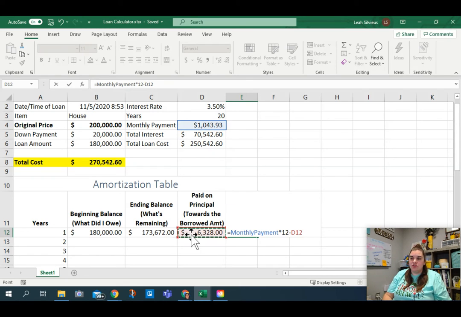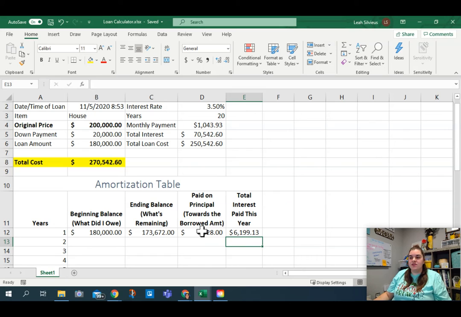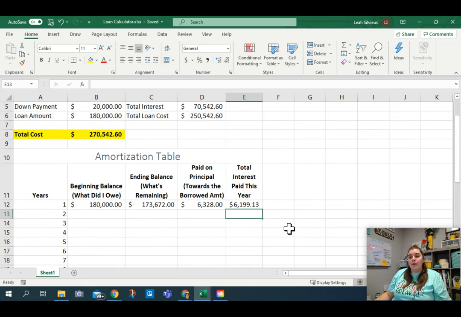And I'm going to go ahead and hit enter, and I will find that I paid $6,199 towards interest that year, almost the same amount that I paid towards the loan. Okay, it's about 50-50 split pretty much. Okay, so we've got that. We've got our whole equation here.